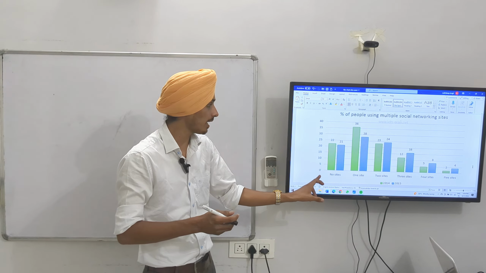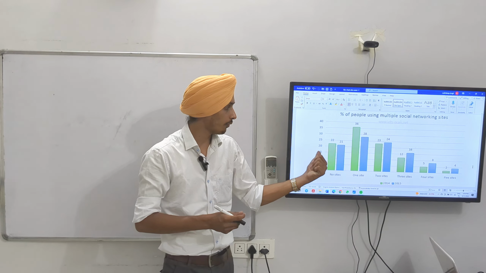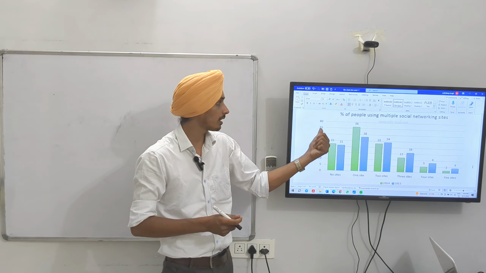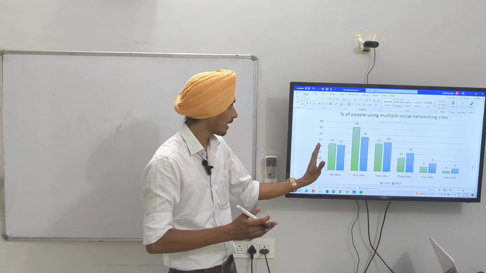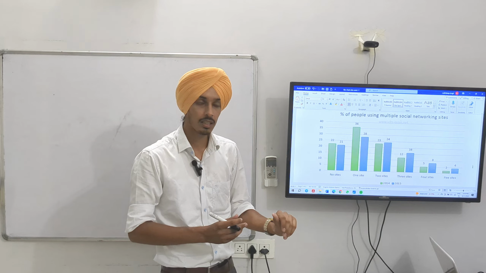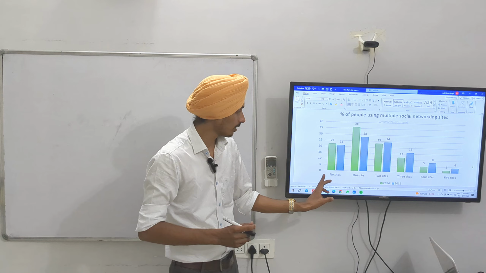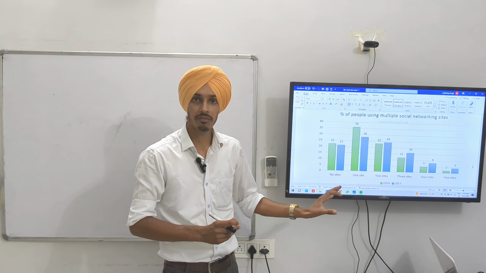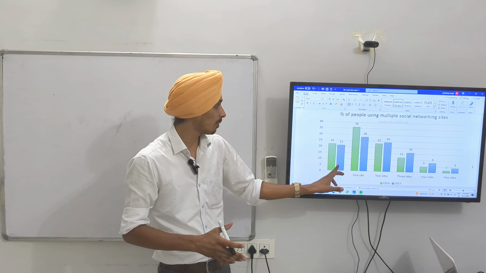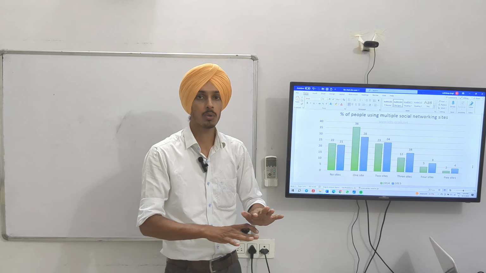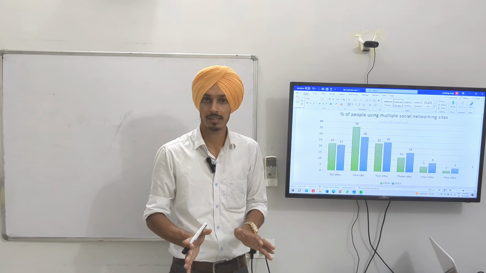If you see at the vertical axis, we have the percentage. That is 5, 10, 15, 20, 25, 30, 35, 40, having the difference of 5%. Okay, so on the vertical axis, as we have seen, here is the percentage. It is also given here on the top of the bars to make you more clear. On the horizontal axis, we have the number of sites that people used. If you see, these two bars are for the people using no sites at all. The people who weren't using any type of social networking sites.